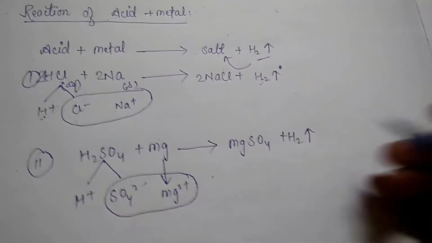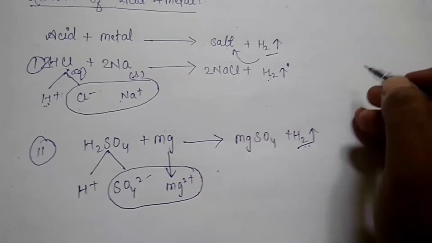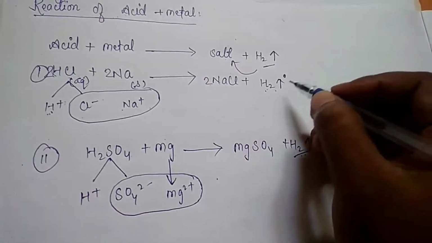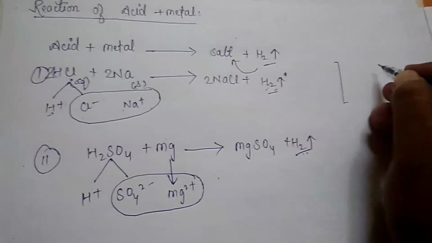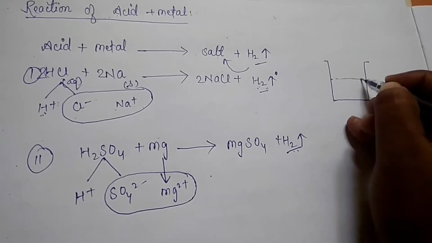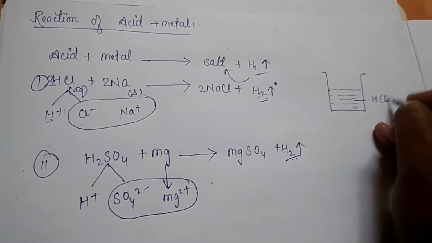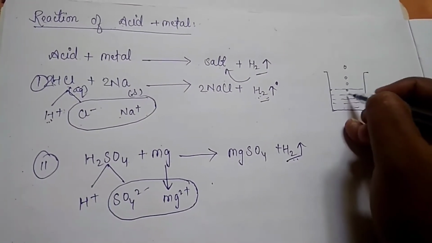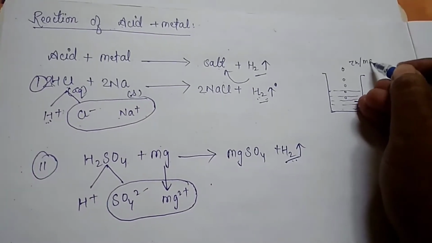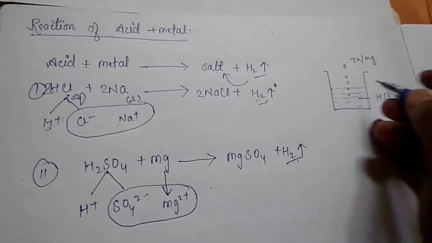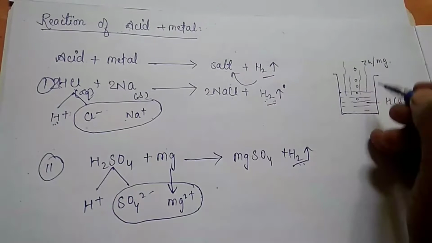But children, how can you identify that this will be hydrogen gas? So we take a burner near this gas. If this gas burns with a pop sound, that will be hydrogen gas. For example, see children, suppose this beaker contains acid, HCl. Now add some zinc granules, or you can take magnesium also in this. After a while, we observe that a gas starts diffusing along with the product.